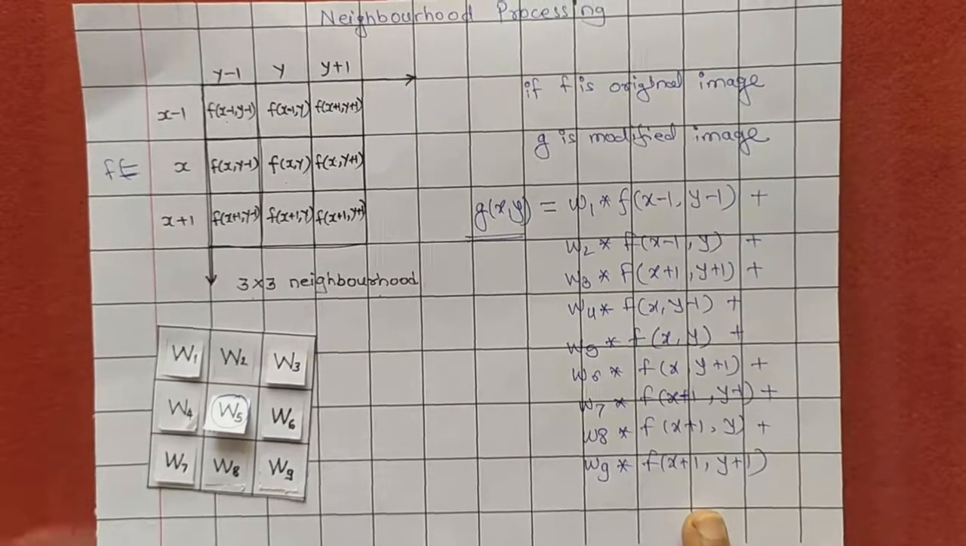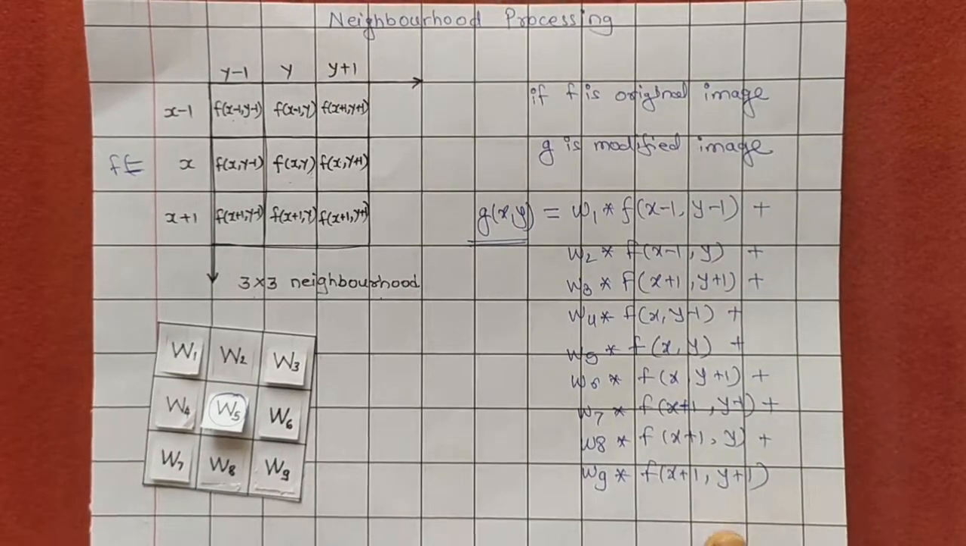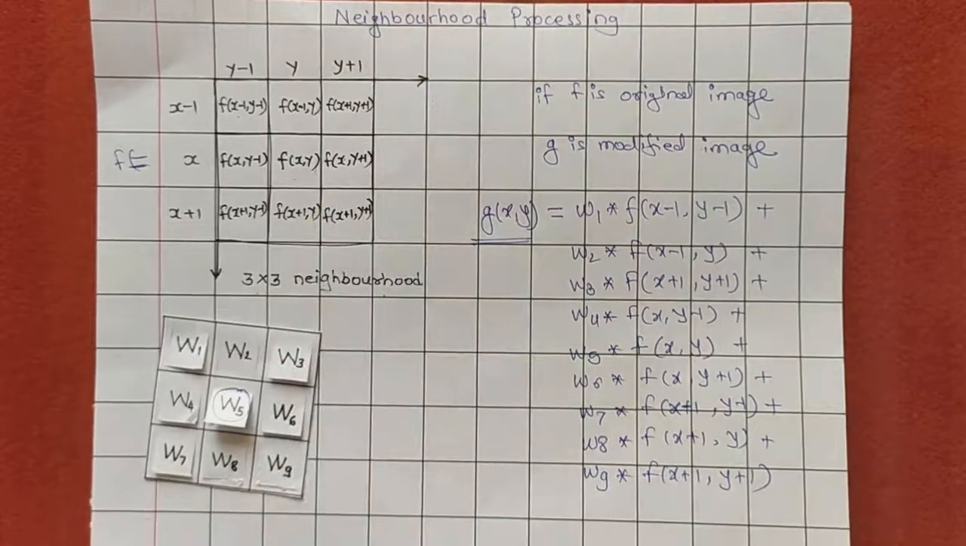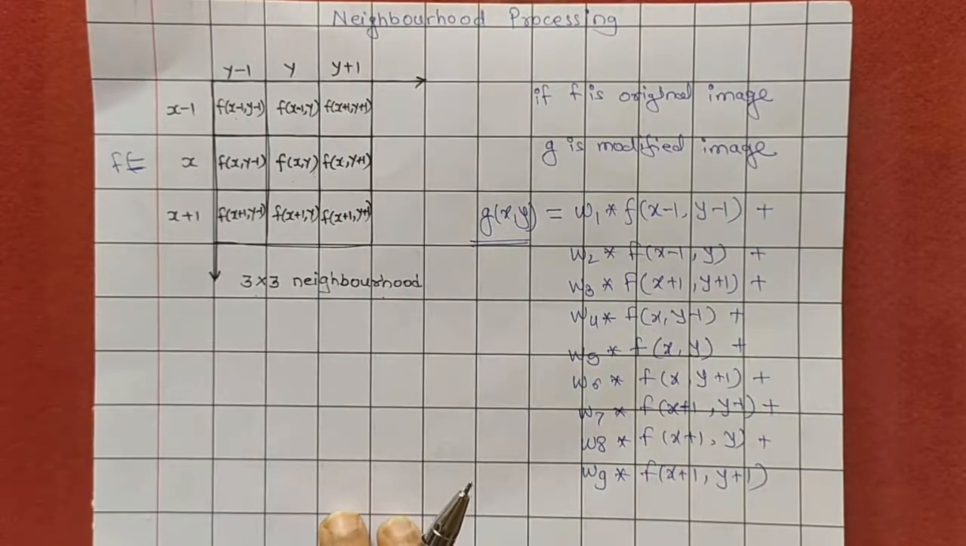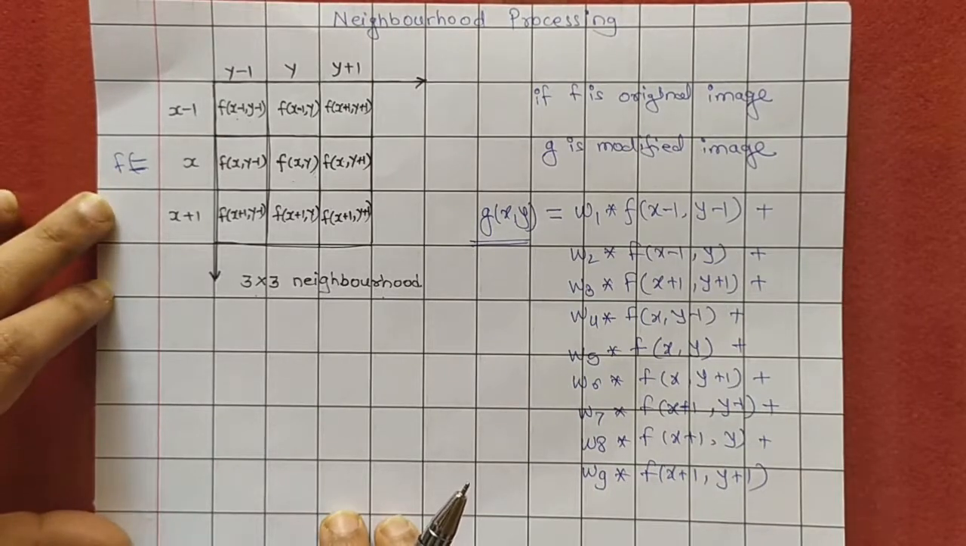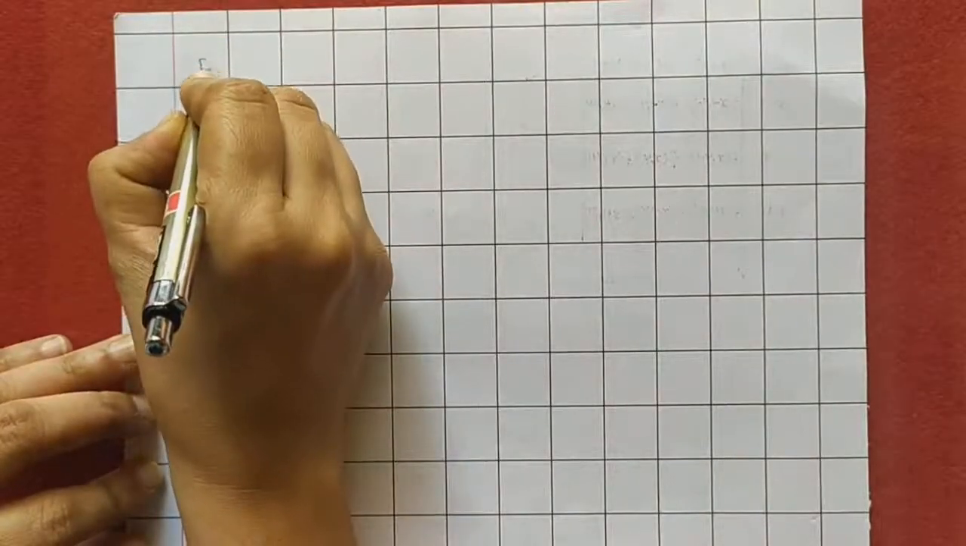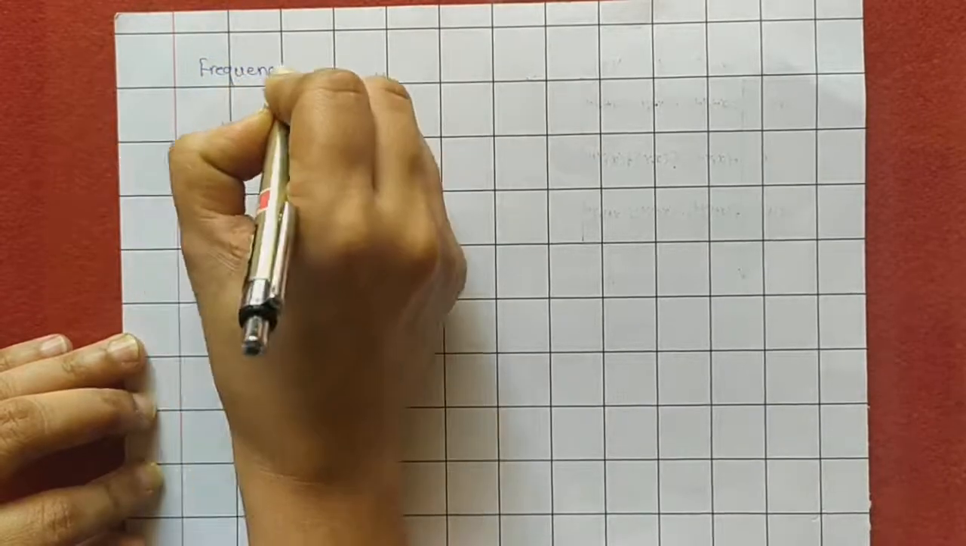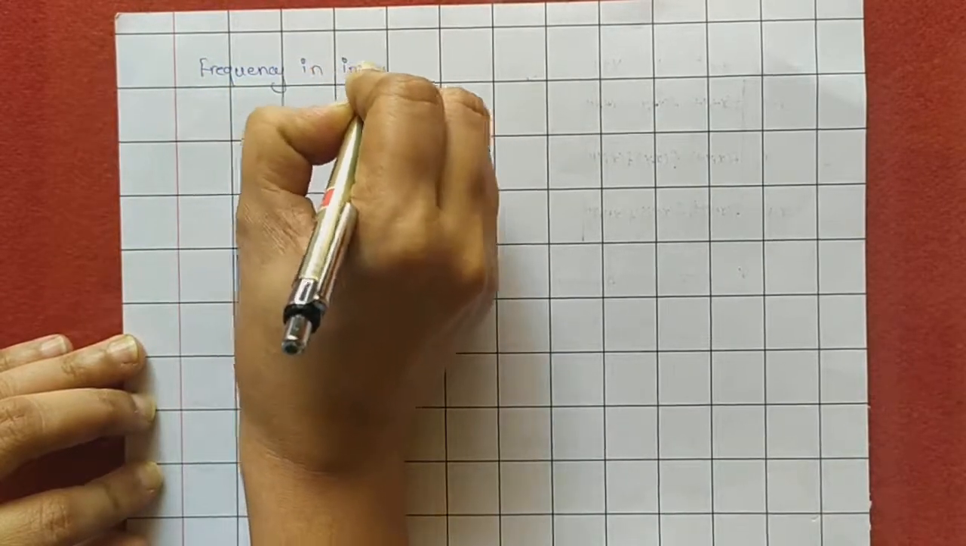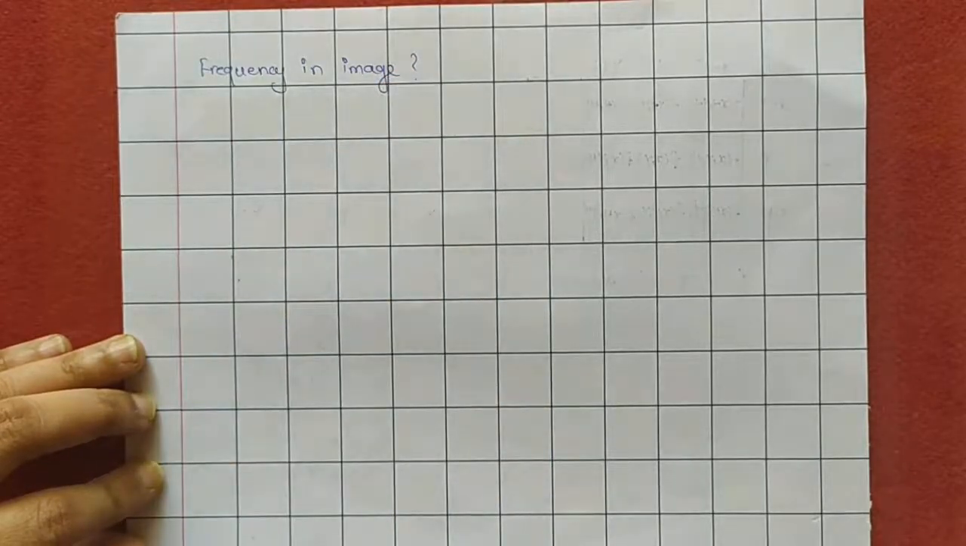With the help of this neighborhood processing we can achieve the filtering of images. We can perform low pass filter, high pass filter or band pass filter by using this neighborhood processing on the image. To understand filtering, first of all we must know what we mean by frequency in the image. What do you mean by frequency in an image?